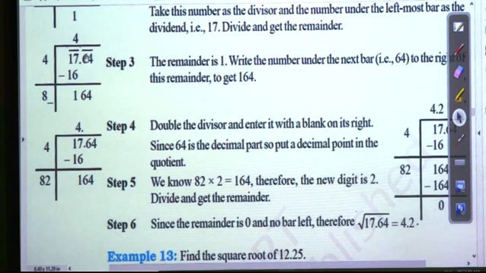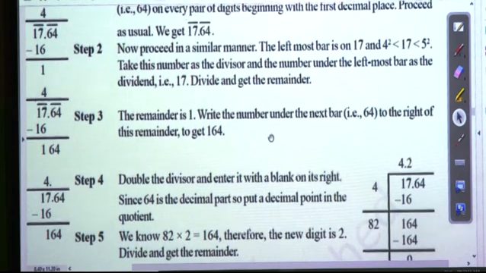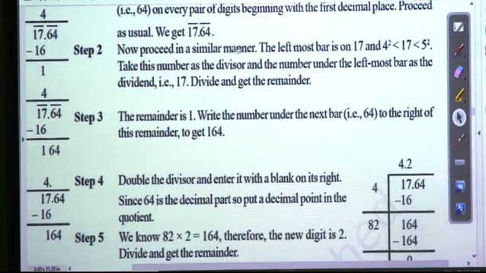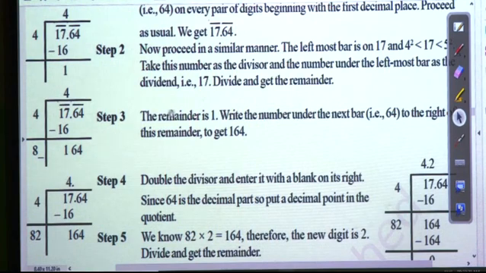After we bring the decimal part, here the things are explained to us in the steps. Now proceed in a similar manner. The leftmost bar is on 17 and 4 square is less than 17 and it is less than 5 square. So take this number as a divisor and the number under the leftmost bar as the dividend, that is 17. So divide and get the remainder. The remainder is 1. Just now we have seen these things. Why we are reading? So that we should understand what the content is explained to us, which is very important. So 1 is the remainder.